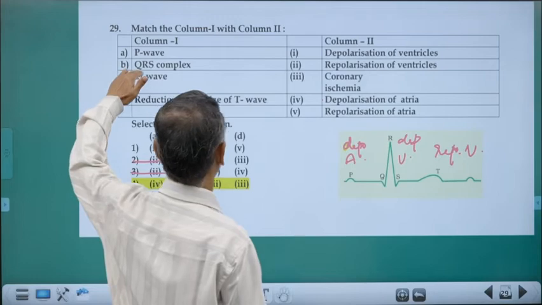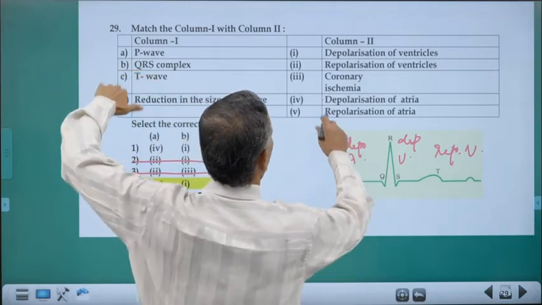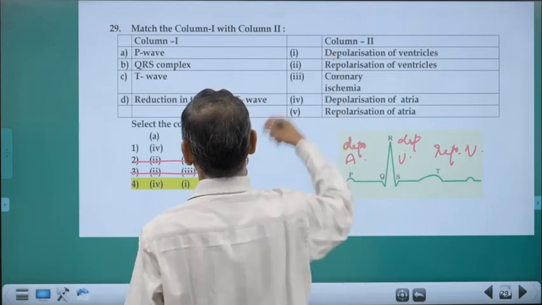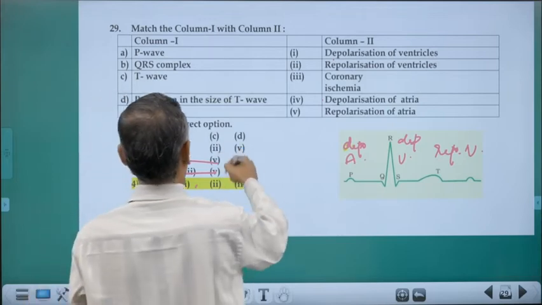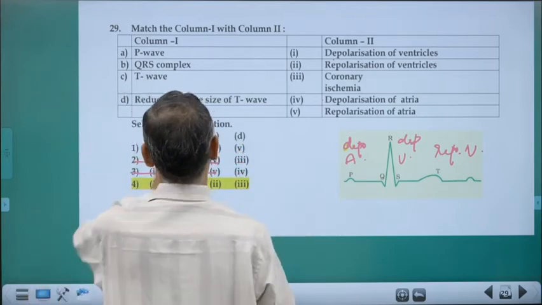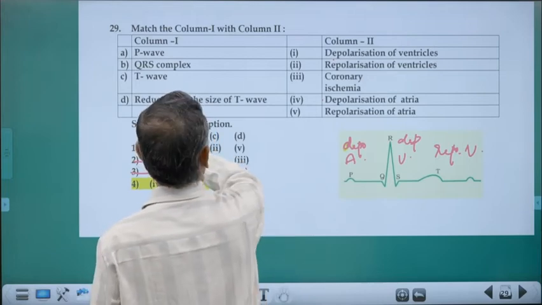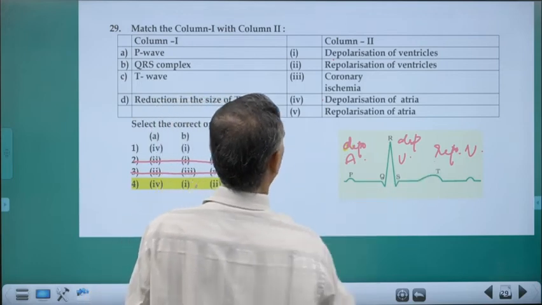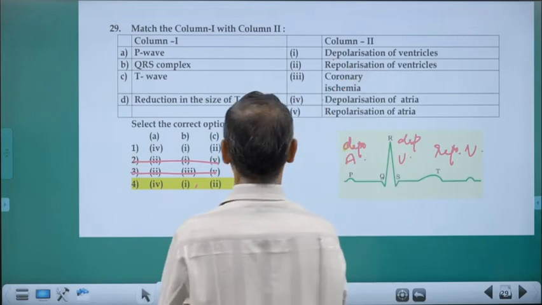Now, QRS complex, that is depolarization of ventricles. So one. So now we have come to the last one. T wave. What is T wave? Repolarization of ventricle. Repolarization of ventricle, 2.